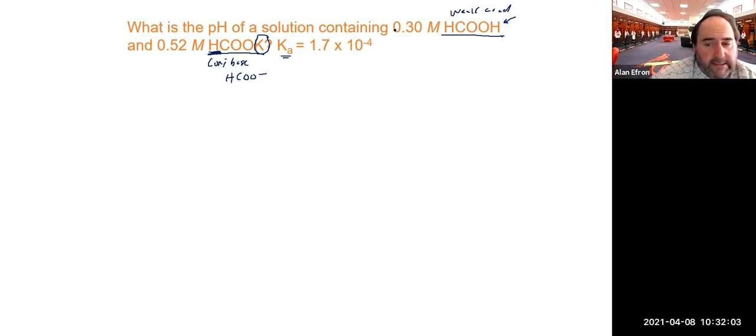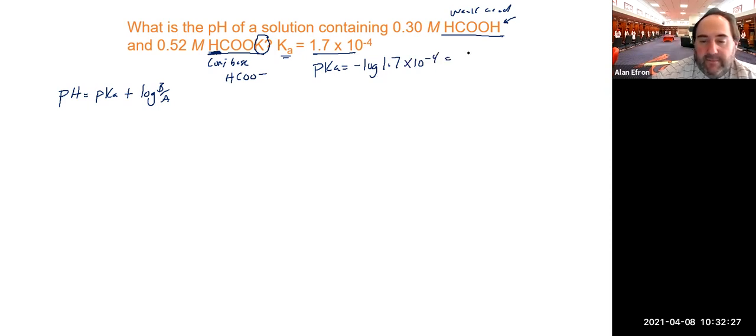Now, if you recognize that right off the bat, that means you can use your Henderson-Hasselbalch equation, which is the pH is equal to the pKa plus the log of the base over the acid. Here, the pKa value would come from there. So the pKa would be minus the log of 1.7 times 10 to the minus 4. That looks like maybe a 3.77 in terms of our pKa value.